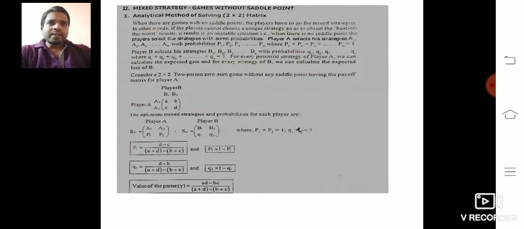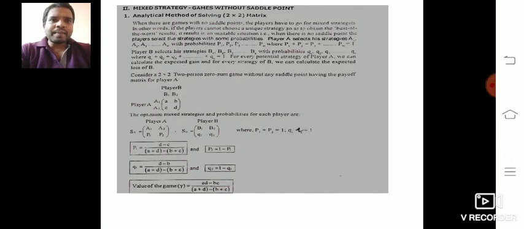Okay, now see here, 2 into 2 means the basic format of this matrix is: player A has two strategies A1 A2, player B has two strategies B1 B2, and whatever the small a b c d, these are the elements in the payoff matrix. Now we can write the matrix including the optimal strategies as well as probabilities.